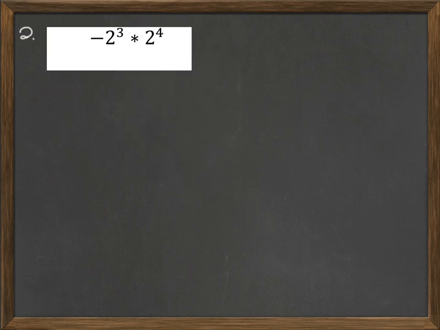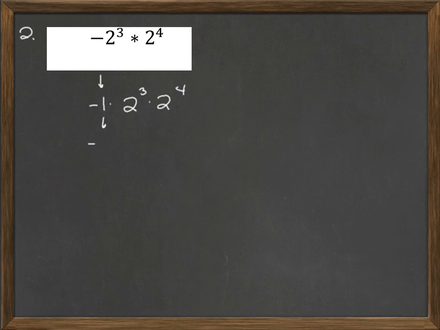Okay, next one. Now we have a negative sign here. That's really interesting. So where does that negative sign belong? In other words, is that negative sign being raised to the third power? Well, the answer is no. In fact, if I wanted to, I could rewrite this as negative 1 times 2 to the third times 2 to the fourth. That's essentially what we're saying here.